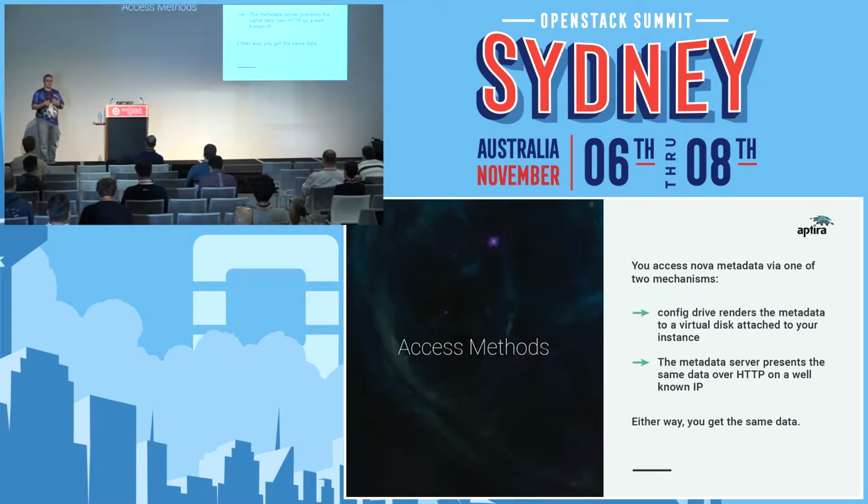There's also Metadata Server, which was the thing that was in that first release, and it presents exactly the same data over an HTTP connection at a well-known IP address. The biggest difference here is that the Metadata Server is a live view of the data. It can change. So for instance, if you change the SSH key pair associated with the root account, then that is visible in Metadata Server, even though it's not visible in config drive. But either way, you mostly get the same data.